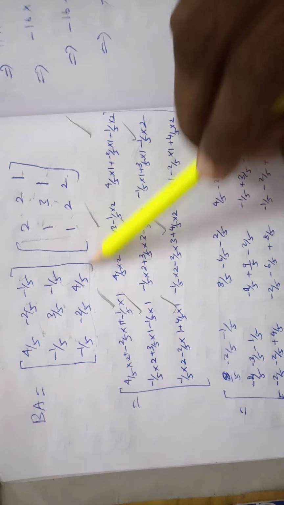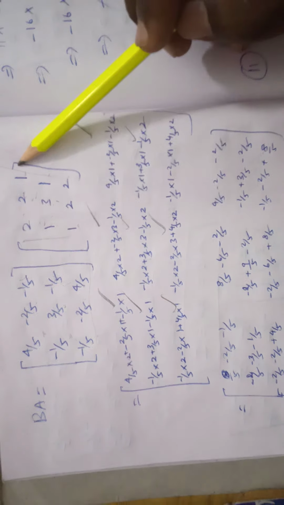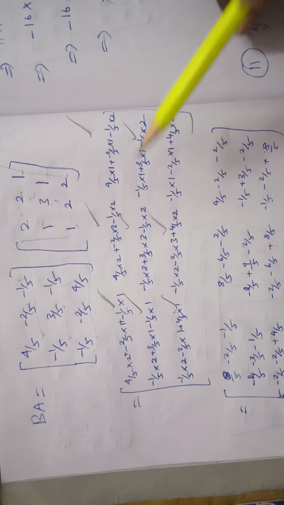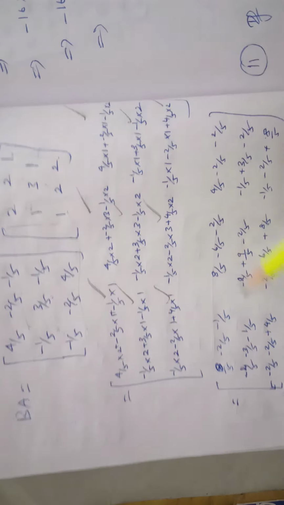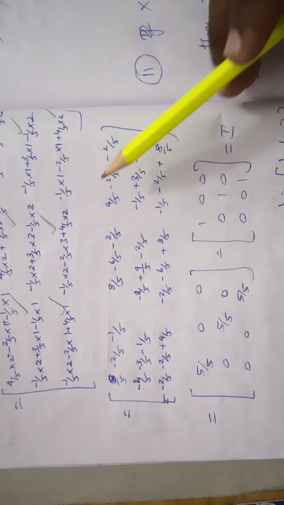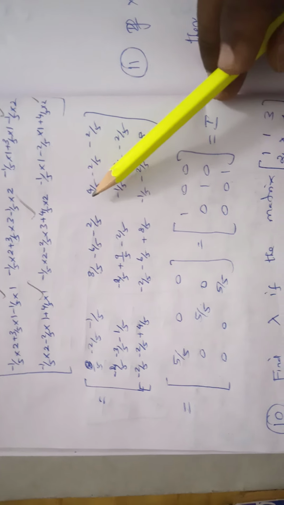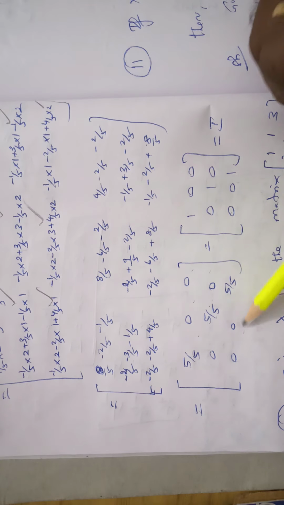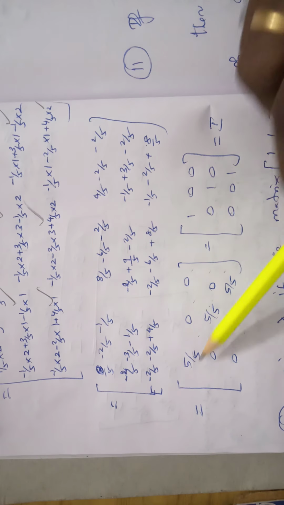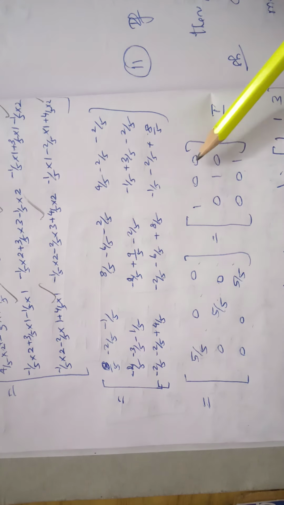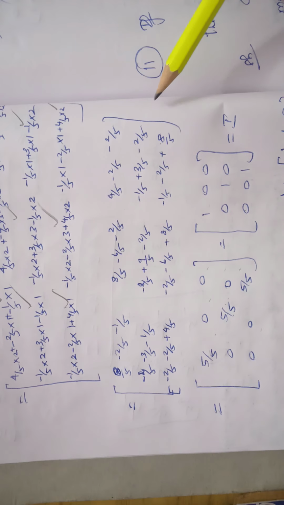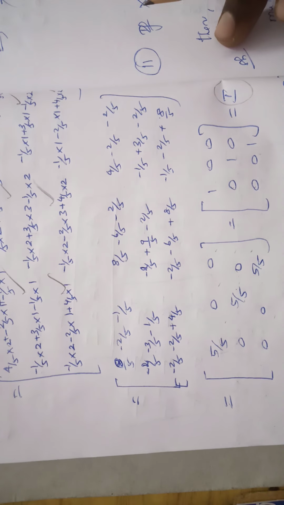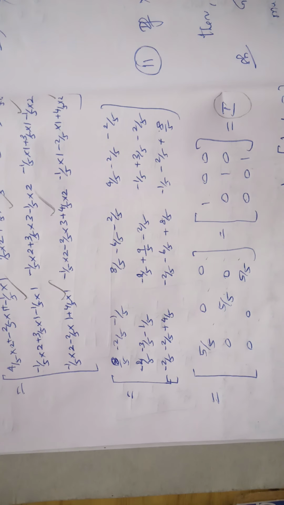Last one is third row multiplying by third column: minus 1 by 5 into 1, minus 2 by 5 into 1, and 4 by 5 into 2. So reducing this matrix, this value can be taken as 5 by 5, 0, 0, 0, 5 by 5, 0, 0, 0, 5 by 5. Dividing all the values, we get 1, 0, 0, 0, 1, 0, 0, 0, 1. So we have obtained the identity matrix. Hence proved.